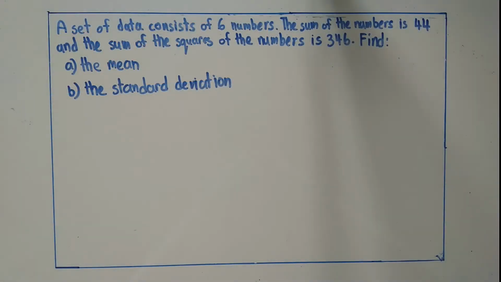The first question about statistics is that a set of data consists of 6 numbers. The sum of the numbers is 44 and the sum of the squares of the numbers is 346. Find the mean and the standard deviation.